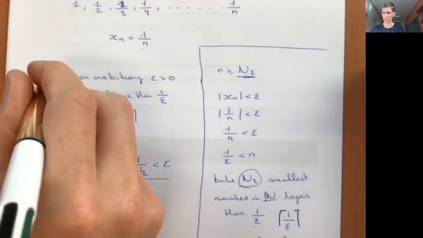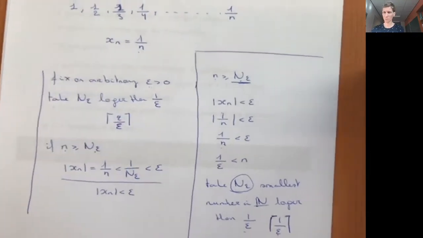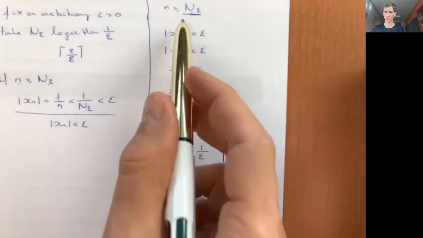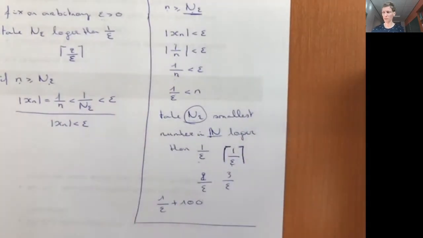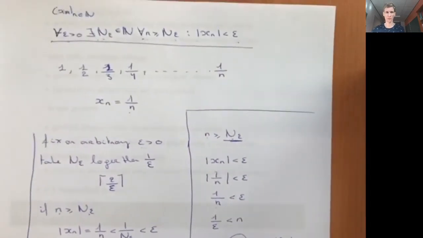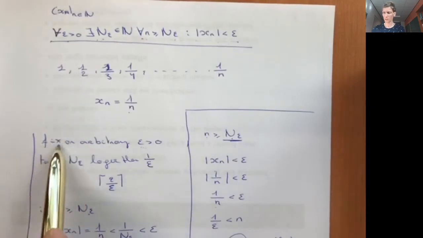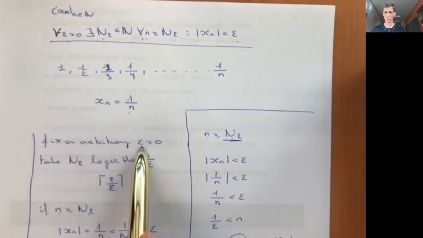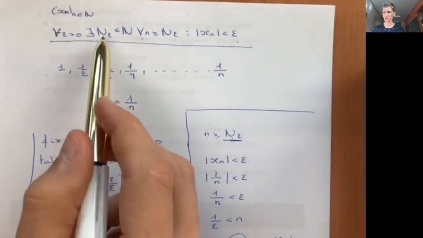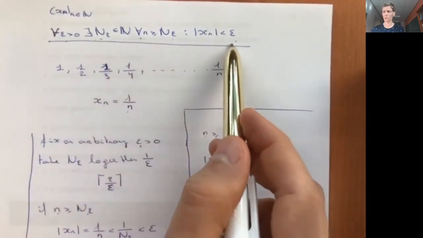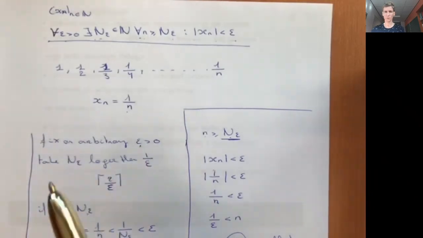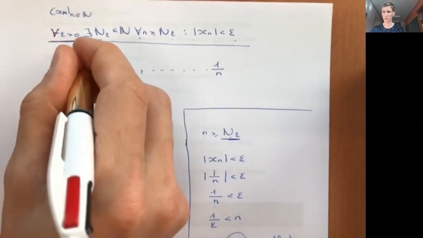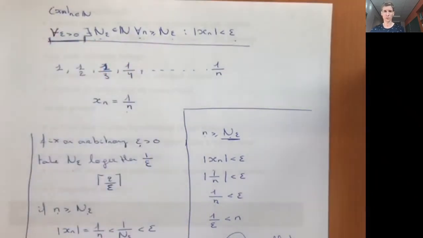Okay, so this is, you can say, a formal proof. This is a scrap piece of paper in order to find out what the value of big N epsilon could be. Okay, so we have taken an arbitrary epsilon. We have found an N epsilon that satisfies this part of the definition. And because epsilon is arbitrary, we can do this for every epsilon, so it actually holds for all epsilon strictly bigger than 0.